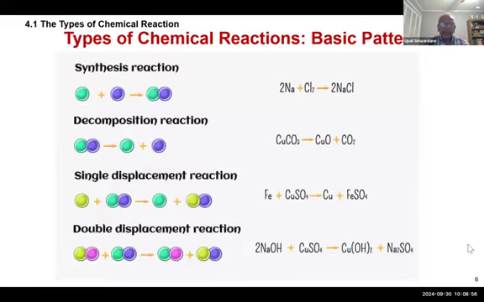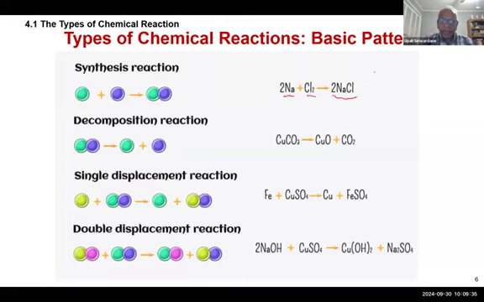These are the classifications of chemical reaction based on what happened to the reactant atoms and what is going on when products are formed. First reaction is the synthesis. Two simpler atoms combine to form a chemical compound. Sodium chloride is formed from sodium plus chlorine, two elements.